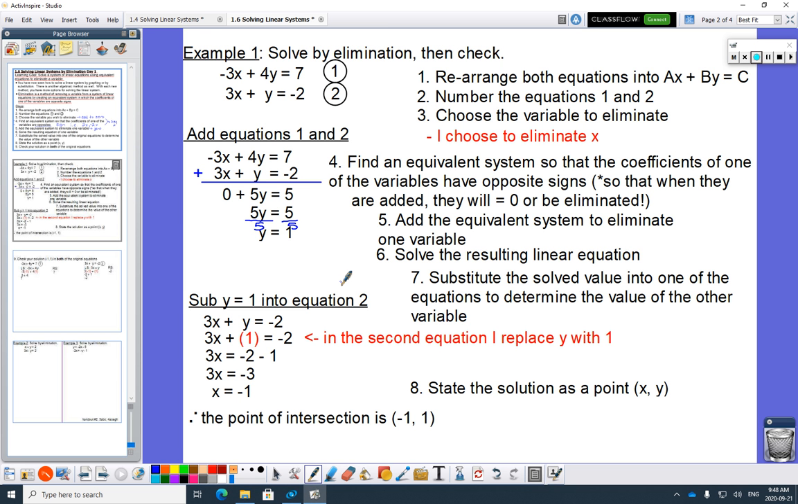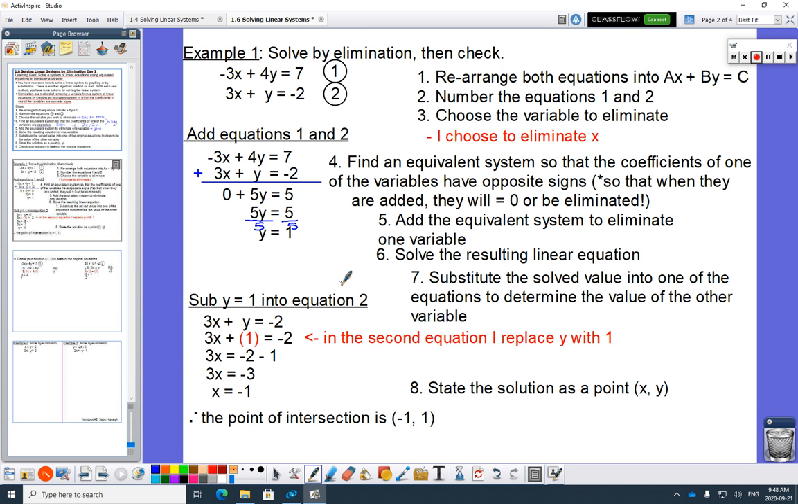It would have to be, if this was plus y, this would have to be minus 4y. So if none of them work out like this, I'm going to show you what to do in day 2. Okay? So we're going to practice these ones first, where you don't have to manipulate the equations, and then we'll do the other ones.